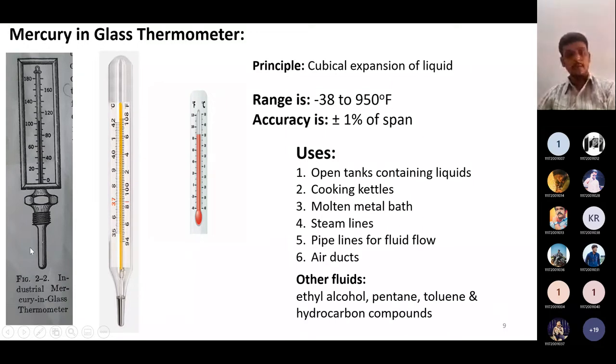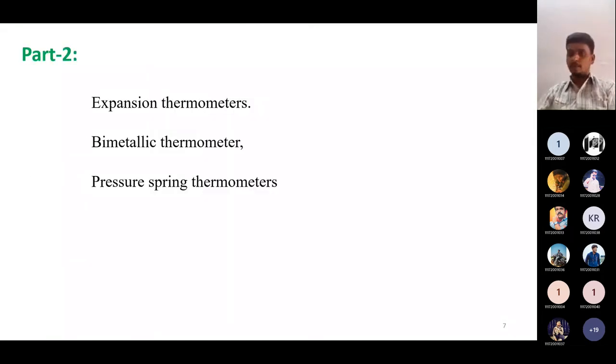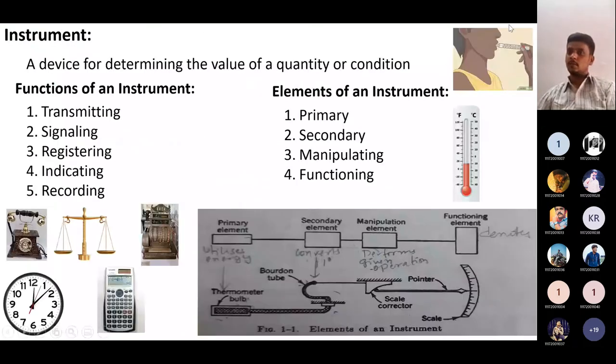The liquid mercury bulb, as we have seen, is the primary element. This bulb is inserted or immersed into the medium, hot water, or in our mouth. The bulb is in contact with the primary heat exchanger, that is our body, and heat exchange takes place. As the body temperature is higher than the mercury temperature, the mercury expands. During this expansion, the displacement of the mercury from its initial position can be read on a calibrated scale.